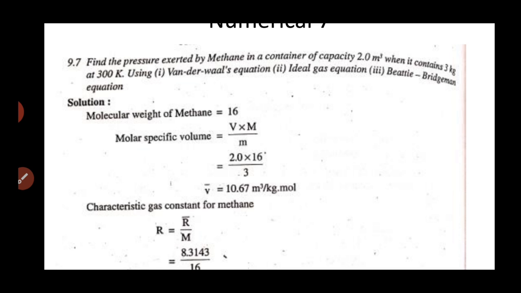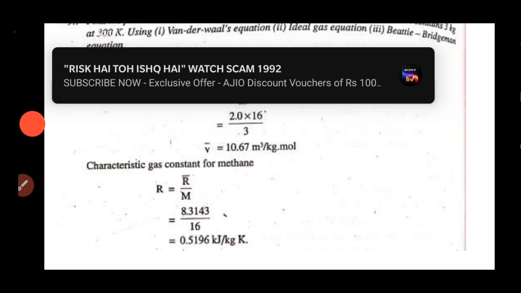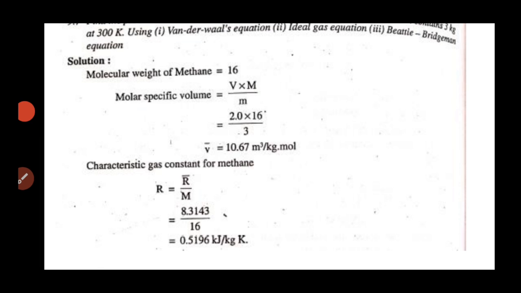Now what is the characteristic gas constant for methane? R is equal to R bar by M. R bar is 8.3143 divided by the molecular weight 16. So you get R, the characteristic gas constant, as 0.5196 kilojoules per kg Kelvin.